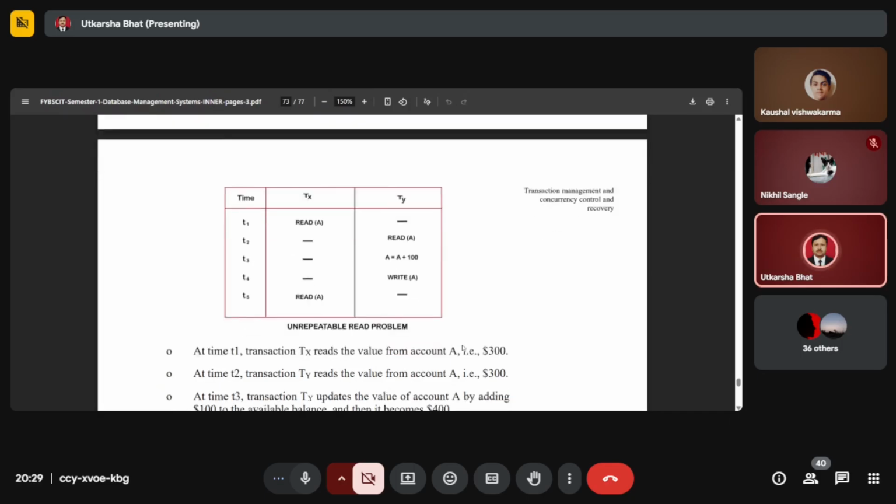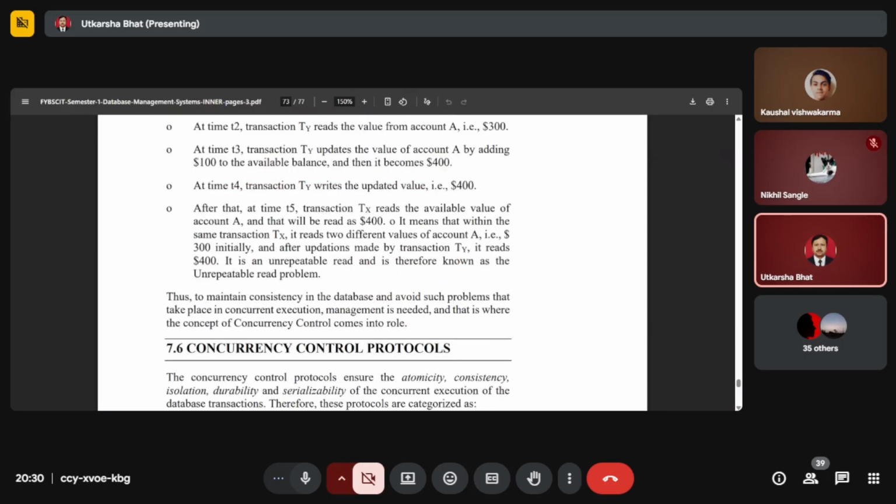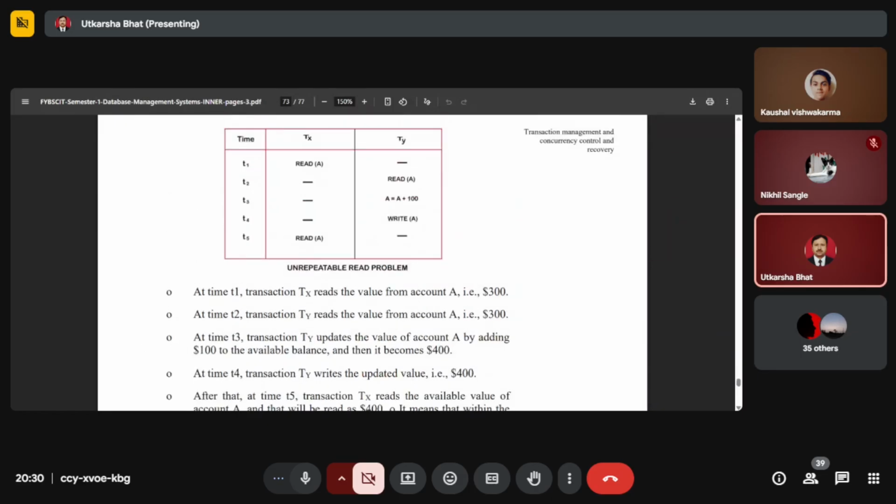Unrepeatable read problem. Again, explain for here. Unrepeatable read problem. T4 transaction TY writes an updated value of $400.